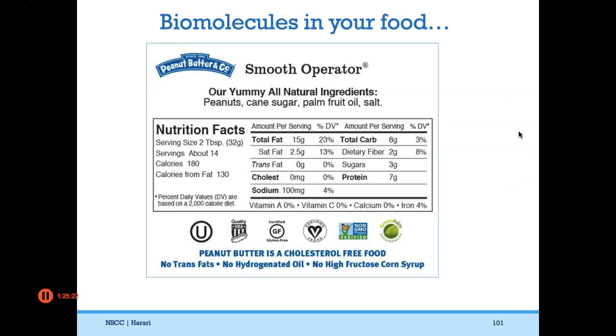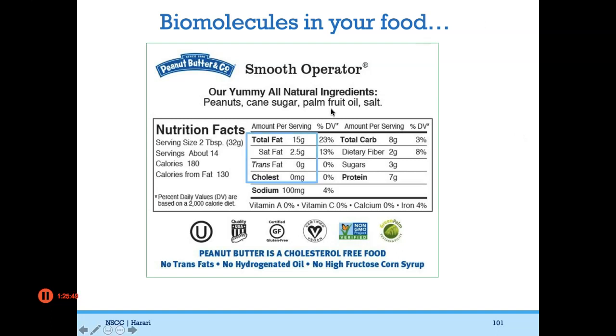And if you were to just look at some of the foods you eat, so suppose you look at a peanut butter label, you'll see several examples of biomolecules. So right now, I'd like you to pause the video here and tell me which types of biomolecules you can see in this nutrition facts. And then for each of these, tell me as much information as you can about each of the biomolecules. So pause here, it's a good exercise.